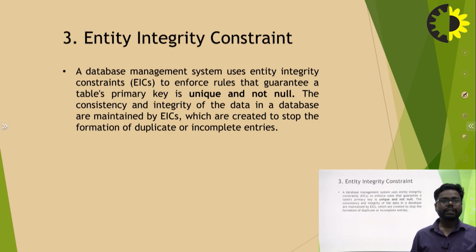Third, entity integrity constraint. A database management system uses entity integrity constraint to enforce rules that guarantee a table's primary key is unique and not null. It means the table having the primary key is unique and it is not null. The consistency and integrity of the data in a database are maintained by entity integrity constraints, which are created to stop the formation of duplicate or incomplete entries.